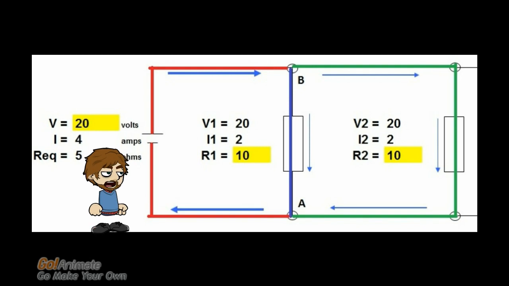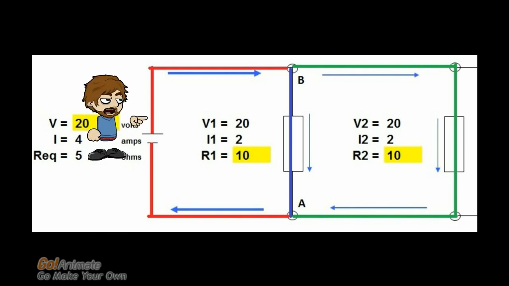There are 3 different ways to get from point B to point A. These are the 3 different colored paths. The red path goes from point B, through the battery, and then on to point A. This path has a voltage difference equal to the battery. In this case, it is 20 volts.